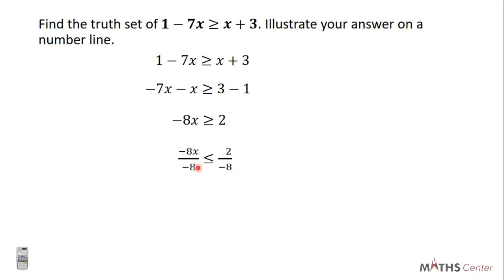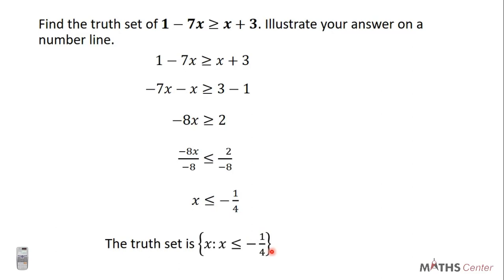From here, minus 8 will cancel minus 8. Then we have our less than or equal to sign. 2 divided by minus 8 will give us minus 1 over 4. So we solved the question, but the question said that we should find the truth set. So you write the truth set for it. The truth set is s is such that x is less than or equal to minus 1 over 4.